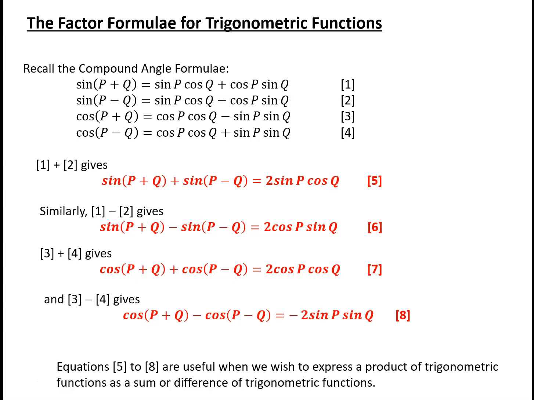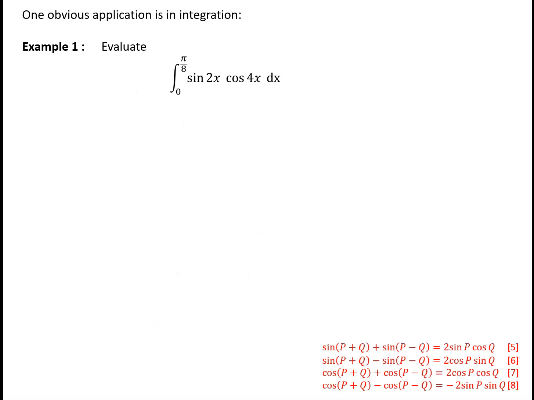Now these new equations, equations 5, 6, 7 and 8, can be useful when we wish to express a product of trigonometric functions as a sum or difference of two trigonometric functions. And one example where we might want to do that is in integration. So we want to try and evaluate the integral between 0 and pi by 8 of sine 2x cos 4x.